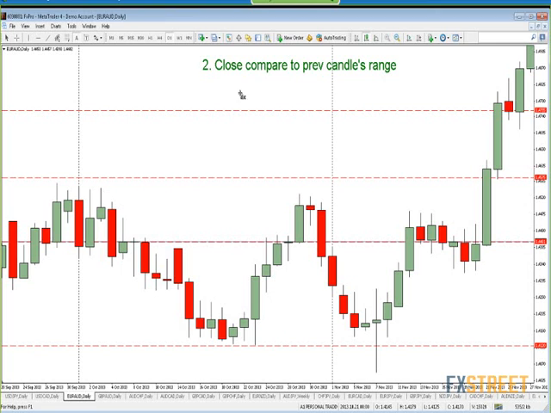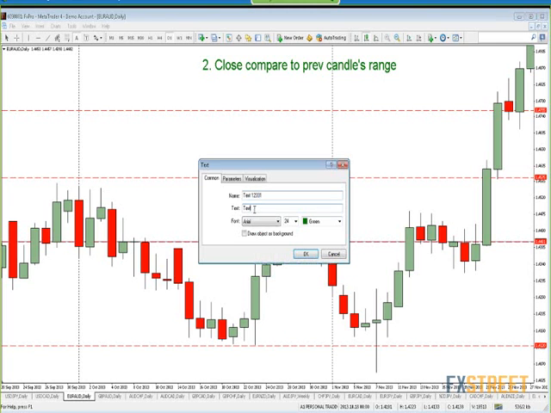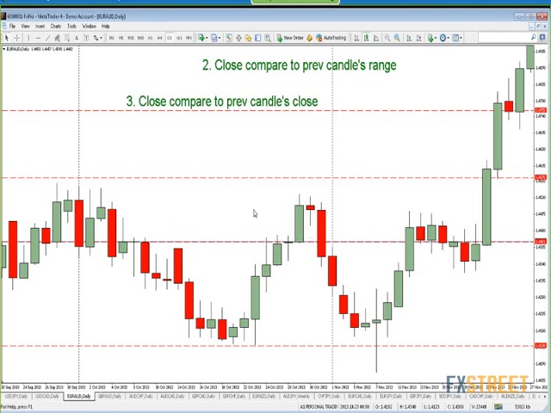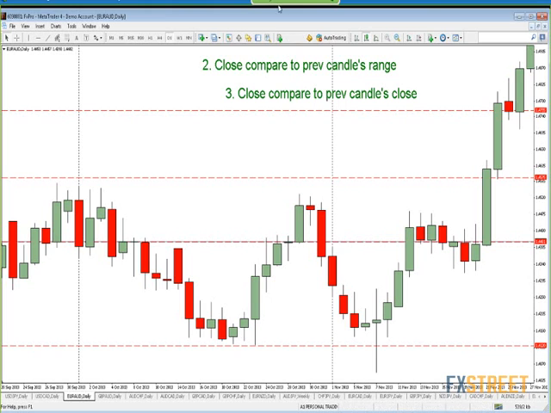And number three is, how does the close compare to the previous candle's close? Okay? So, there you go. Those are the rules.